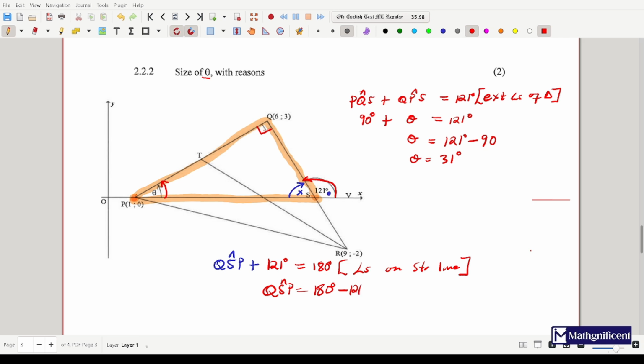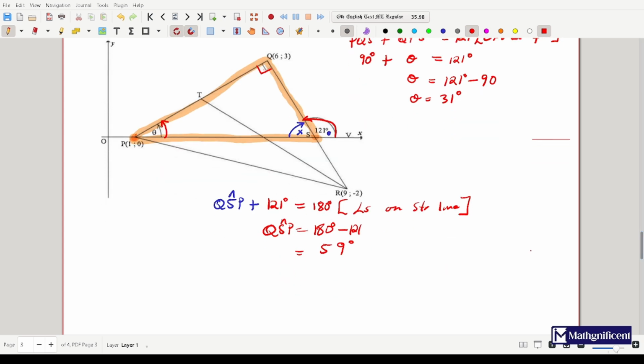From this we can also get the same value here. You see, 180 minus 121, we get the same value. And then from this we know that the angle that we highlighted in blue, which is angle QSP, is equal to 59 degrees.